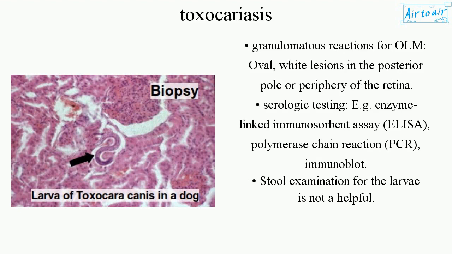Granulomatous reactions for OLM. Oval, white lesions in the posterior pole or periphery of the retina. Serologic testing, e.g. enzyme-linked immunosorbent assay, ELISA, polymerase chain reaction, PCR, immunoblot. Stool examination for the larva is not helpful.